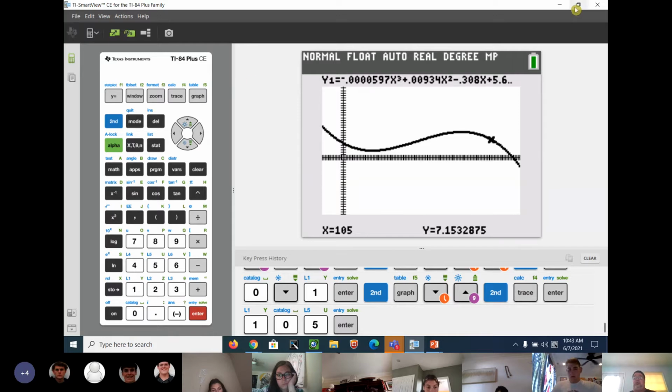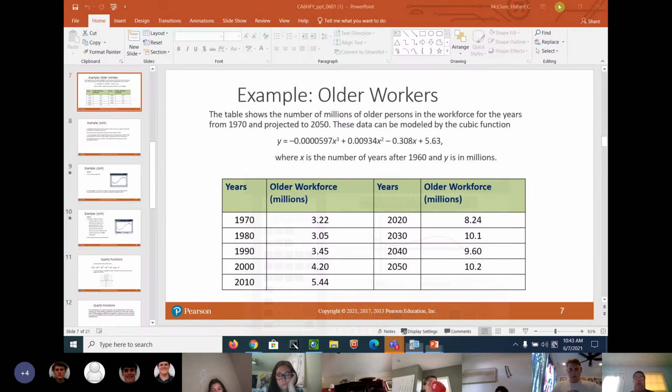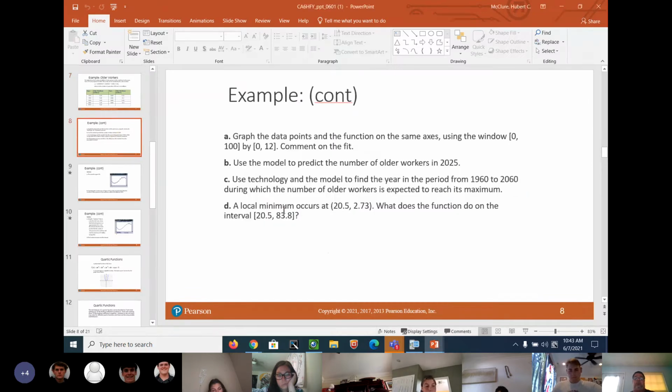All right, let's see what else we got. Let's see what they ask on this question. Well, they asked for the men. There's the men. We got that. Use the model to predict the number of older workers in 2025. Well, what's 2025 from now? There's 2060. We did that one. What's 2025? Somebody tell me what 2025 is from 1960.